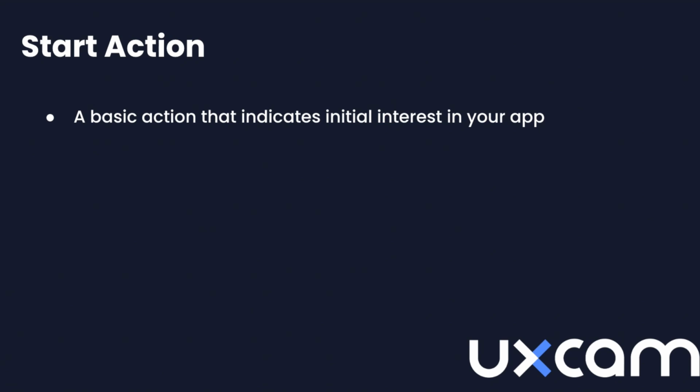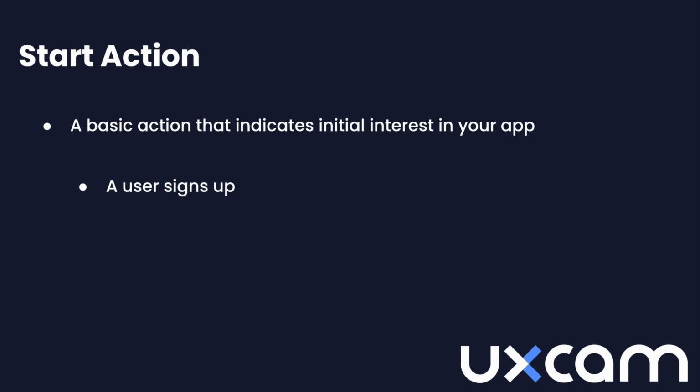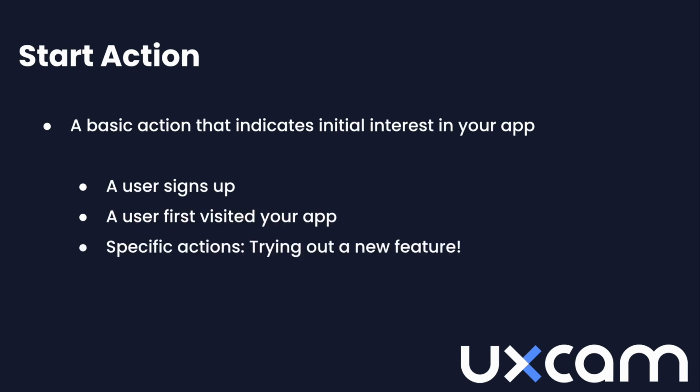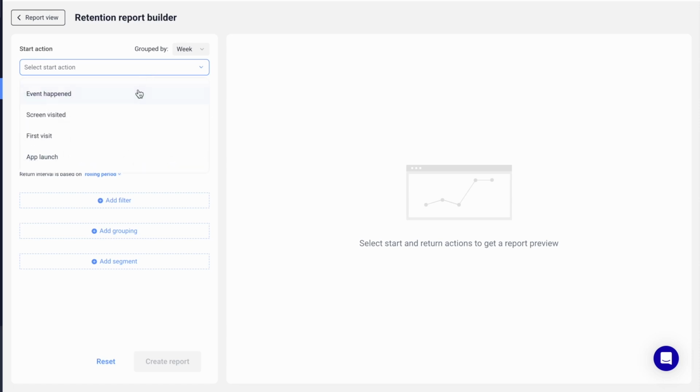Common start actions include when a user signed up, when a user first visited your app, or specific actions such as trying out a new feature. You can choose events, screens, first visits, or app launch as your start action. Since our app is a grocery app and users don't need to create an account to use it, let's choose first visit to our app as a start action.